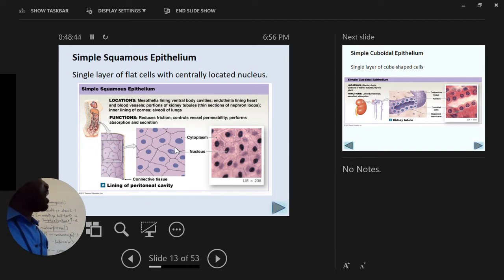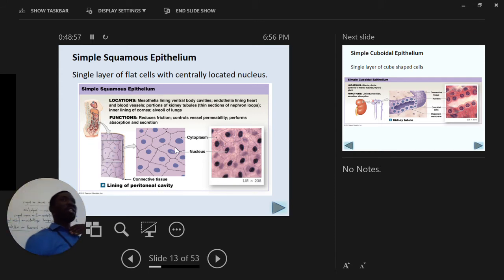So they're lining the heart as well. You see them lining ventral body cavities. What are ventral body cavities? When we say ventral body cavities, very good. So you see them lining ventral body cavities, and that means you see them lining the heart, right? Then the stomach, right? Good. So that is what you have here. So you see them lining portions of the kidney tubules, the lungs.